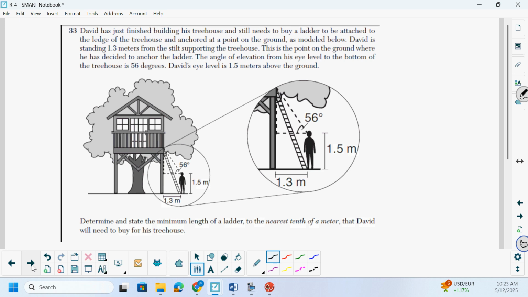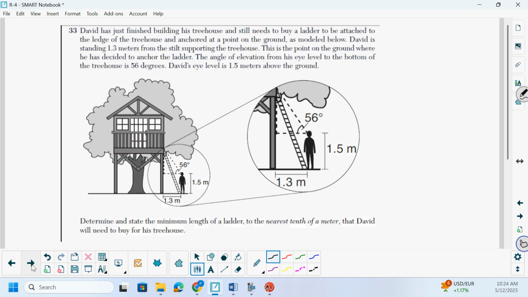All right, next one, 33. Take a minute, see if you can read through the paragraph above and what they are asking for below the picture. All right, so in the long run, we want to find the length of the ladder.